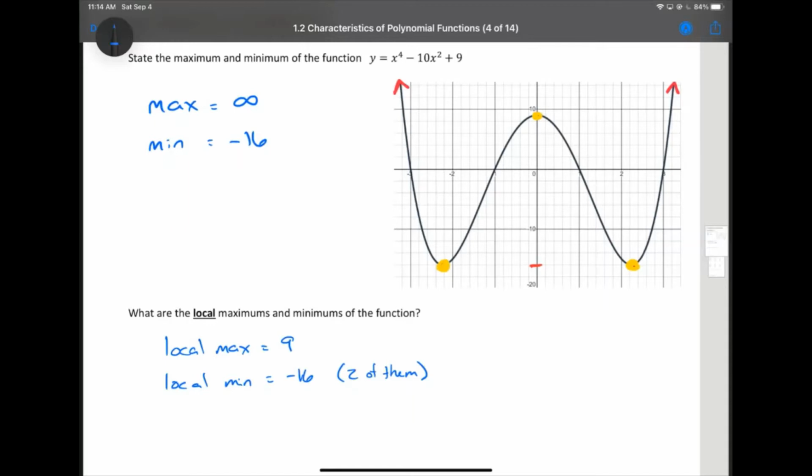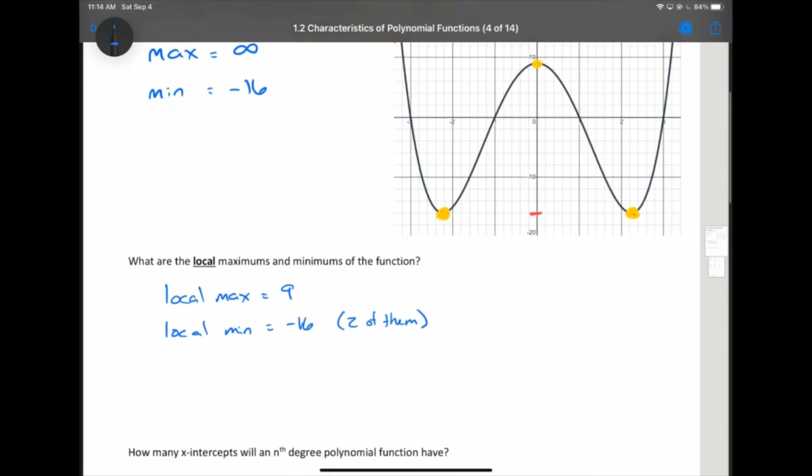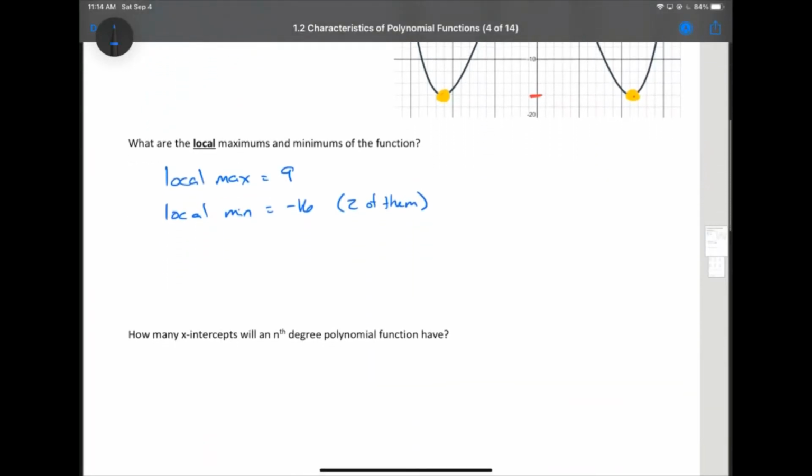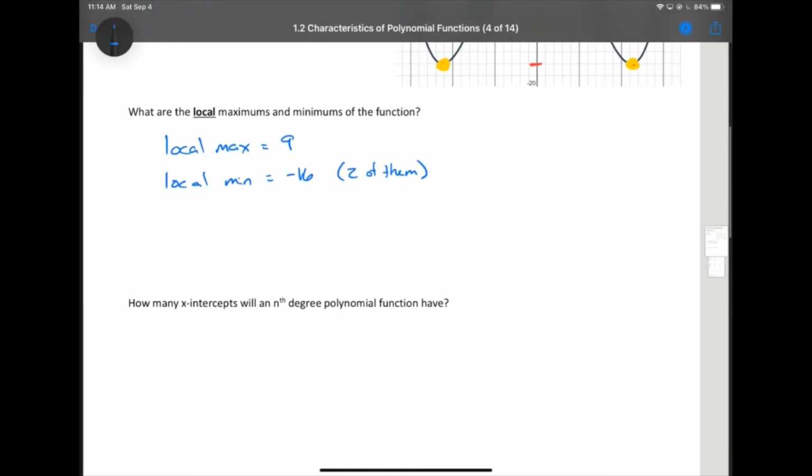For locals, we don't consider the overall extremes, so we don't consider the infinity part, just where it reaches maximums and minimums, or basically think of it like a roller coaster. Where do you hit your high and your low points? That's pretty much all there is for local maximums and minimums.